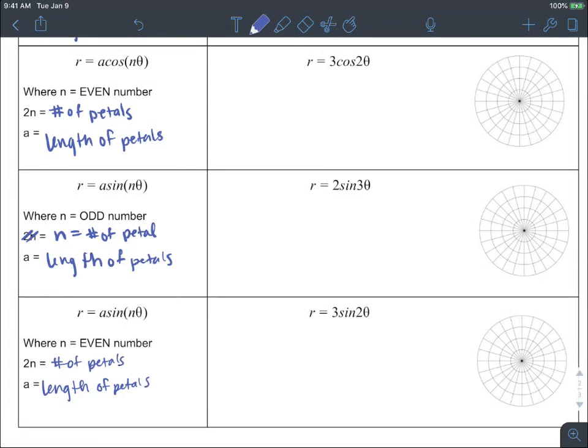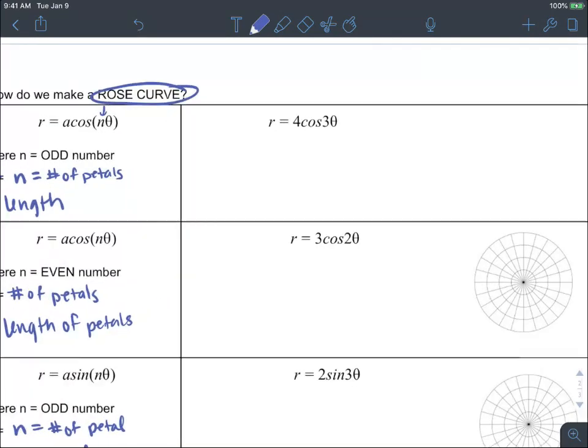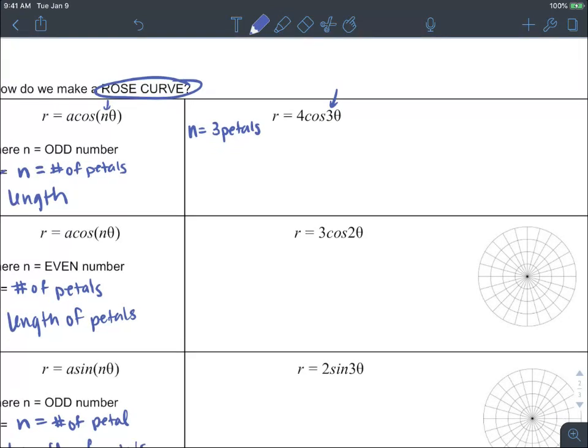Okay, so for 4 cosine theta, 3 theta, we have an odd number here. So that means that if the multiplier is odd, you get that exact number of petals. So I have 3 petals, and a is equal to 4, which is the length of the petals. Okay, so we do have to figure out where the petals start from. And this is very important, the start.